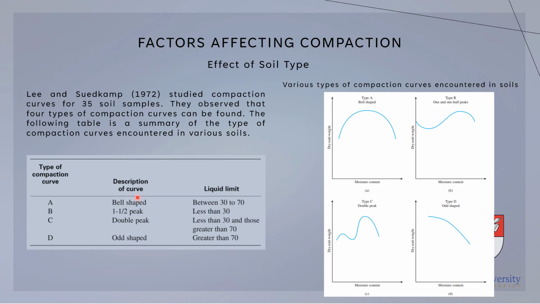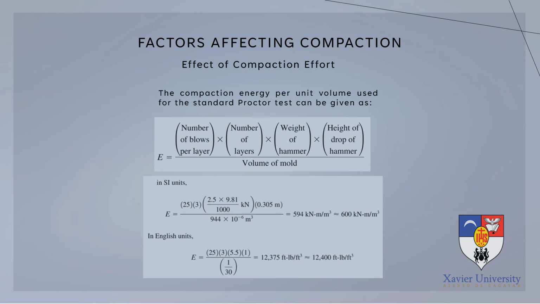So most of the time, the compaction curve is bell shaped, no? For example, if our soil has a liquid limit of greater than 70, then the compaction curve will somehow look like this. So they have given us an idea of how different types of soil actually behave during compaction.